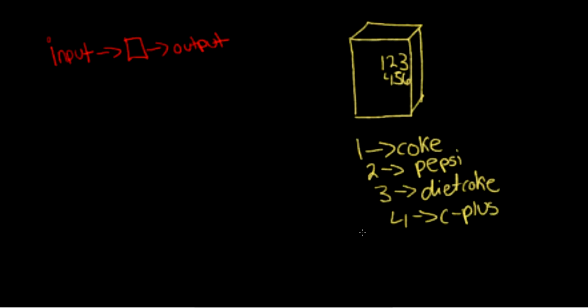Now, in order for the vending machine to be fully functioning, each input, each number that you press, should correspond to only one product, right? But let's say, for example, that when you press number 4, you also get water. So sometimes you get C+ and sometimes you get water. Then this vending machine would not be functioning, right? This is because for each input you don't get one specific output.